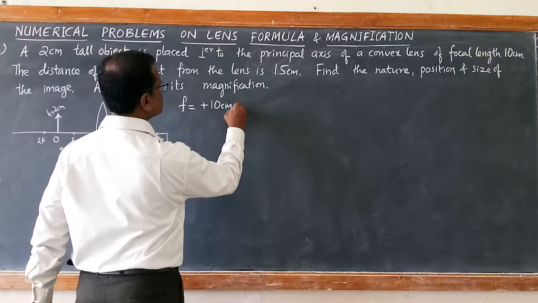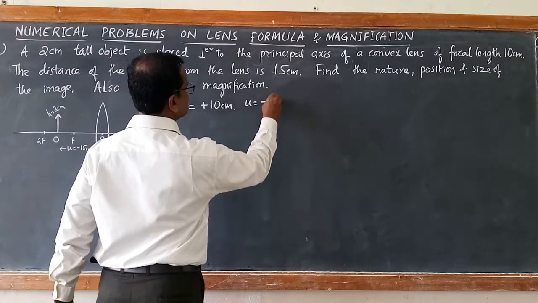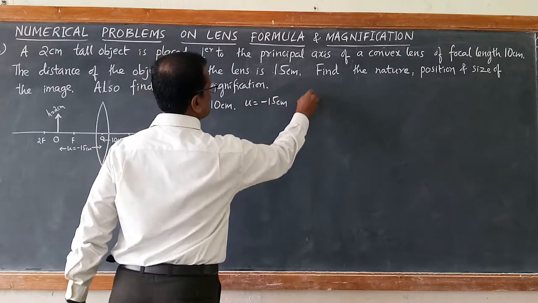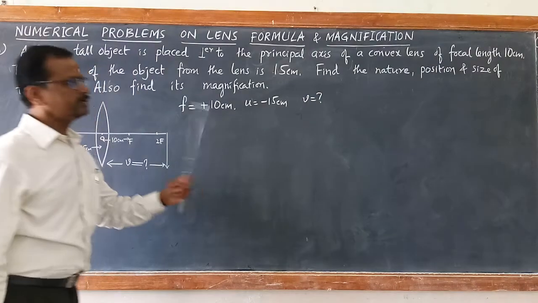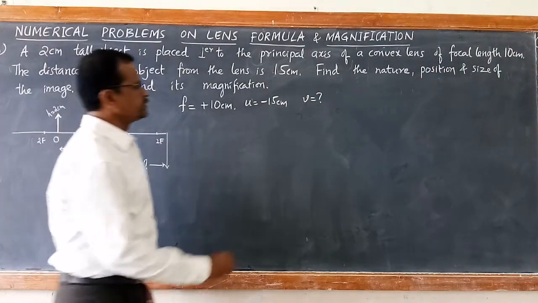u is given as minus 15 cm. What is the value of v? First we will find out v. So again we use the lens formula.